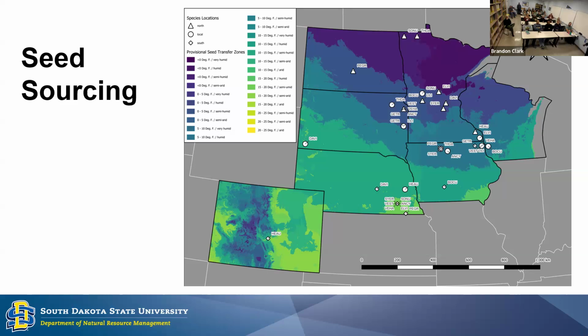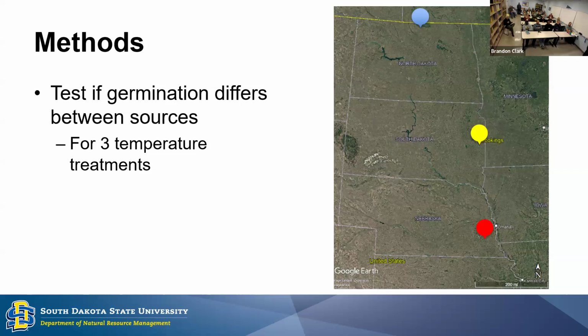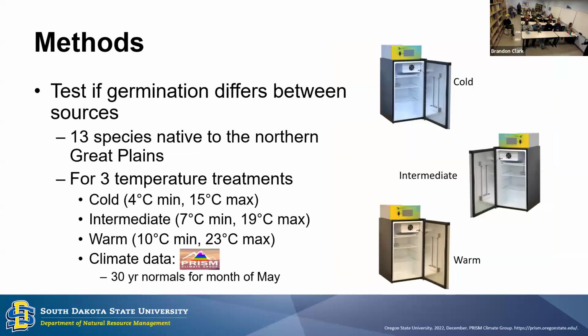And we took all those sources, or I took all those sources, the seed, and put them into different temperature treatments that were based off these 3 locations, one in Brookings, south of Brookings, and a really pretty far northern location. So 3 temperature treatments, we had a cold, intermediate, and a warm. And I pulled the climate data of those locations off of minimum and maximum temperatures based on the 30-year normals for the month of May.